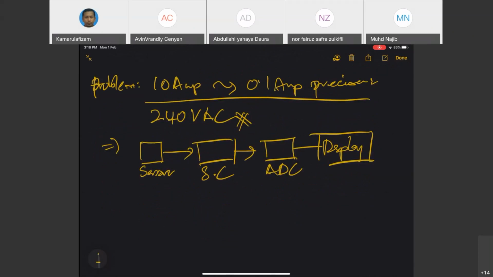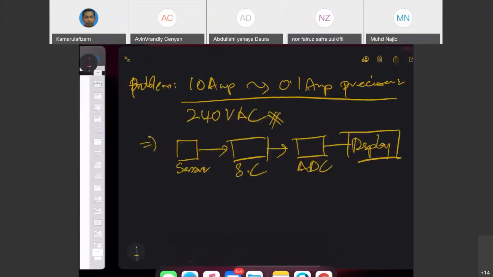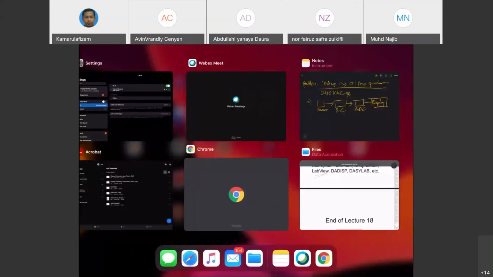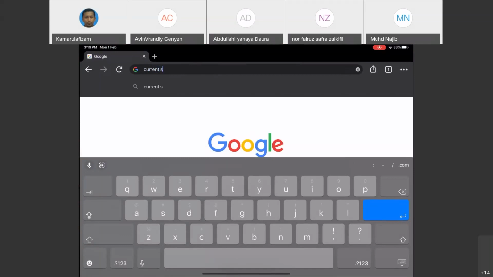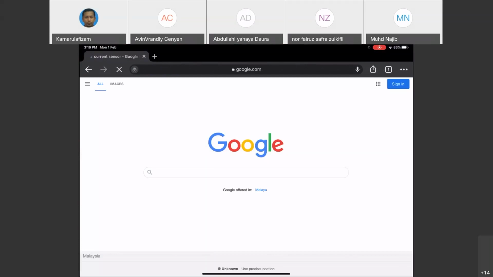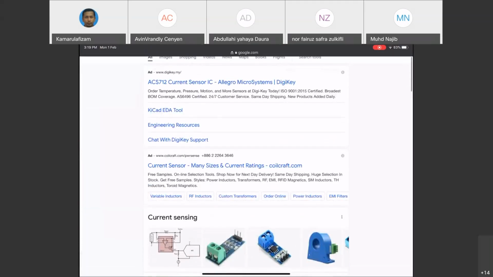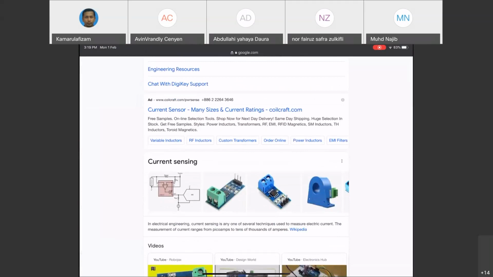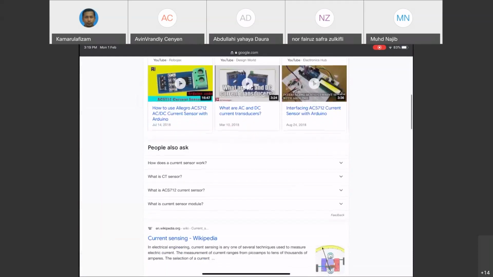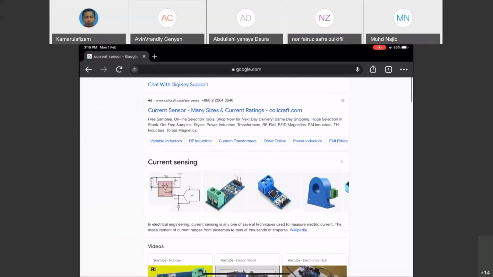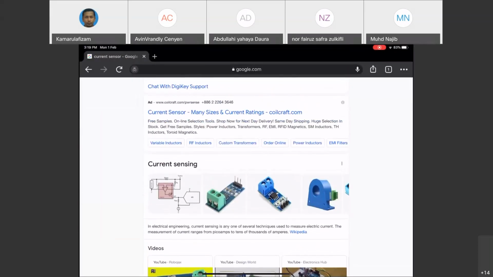So now we are measuring current, so we need to find the sensor. Let's do it together. Let's try to find the sensor, right? I hope you can see what I'm doing. You guys are seeing this? Yes, doctor. All right, so now I want to design something. I'm looking for the sensor.